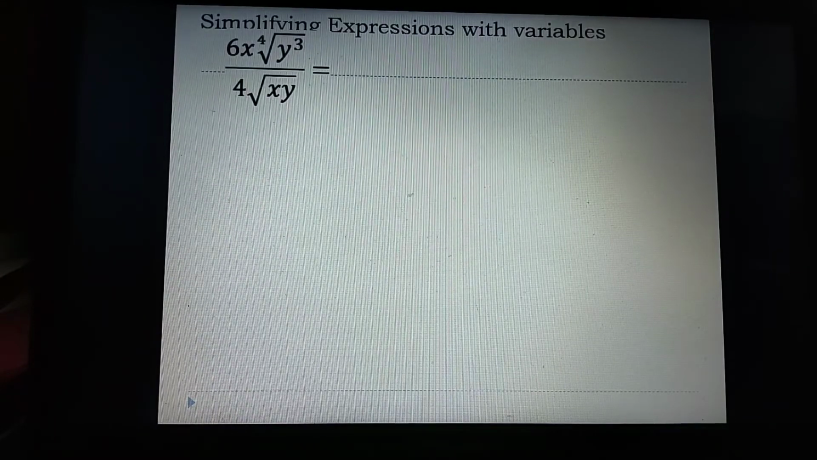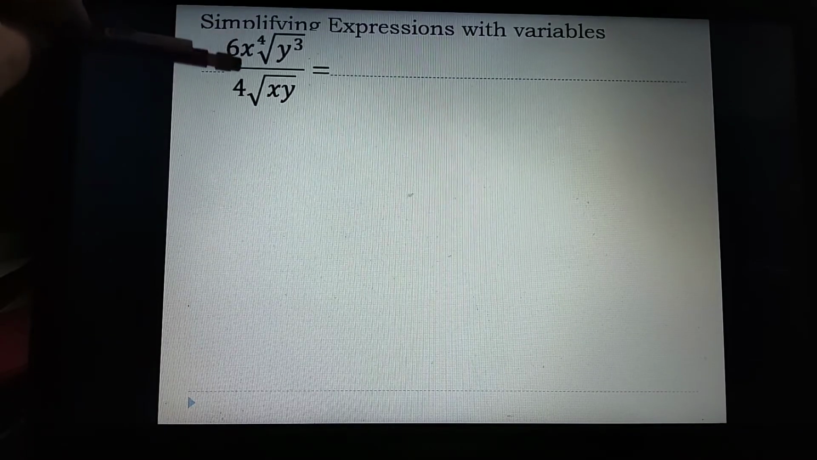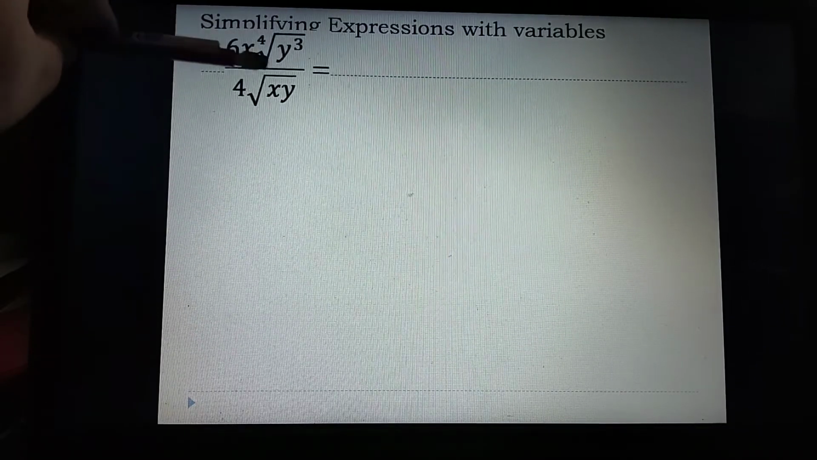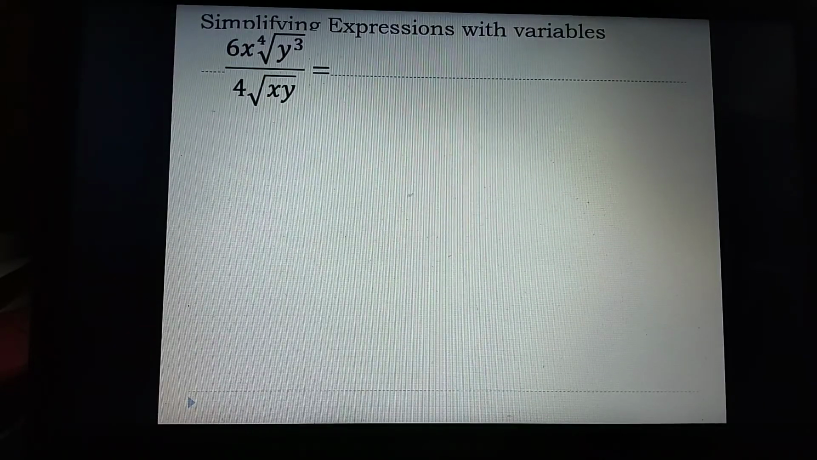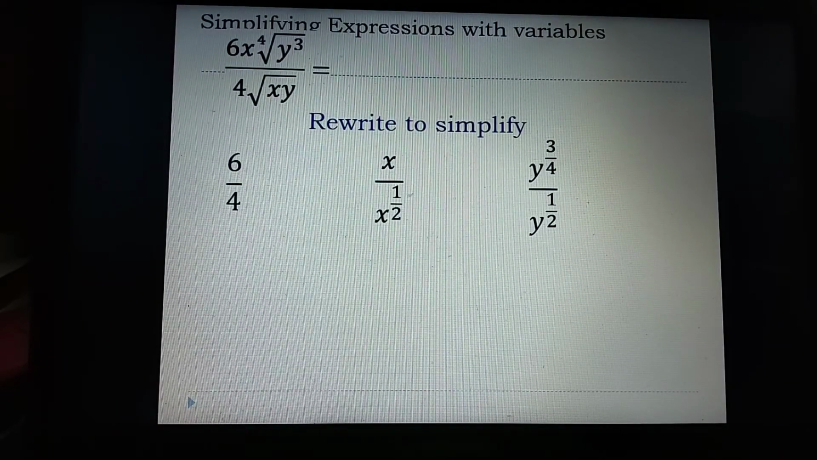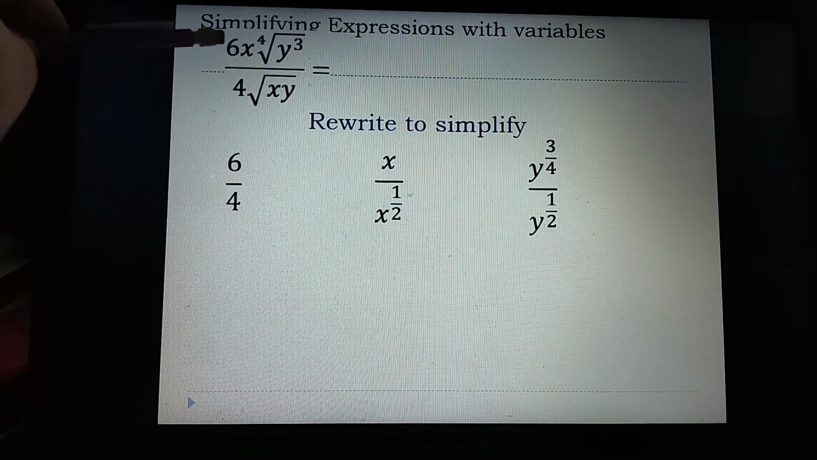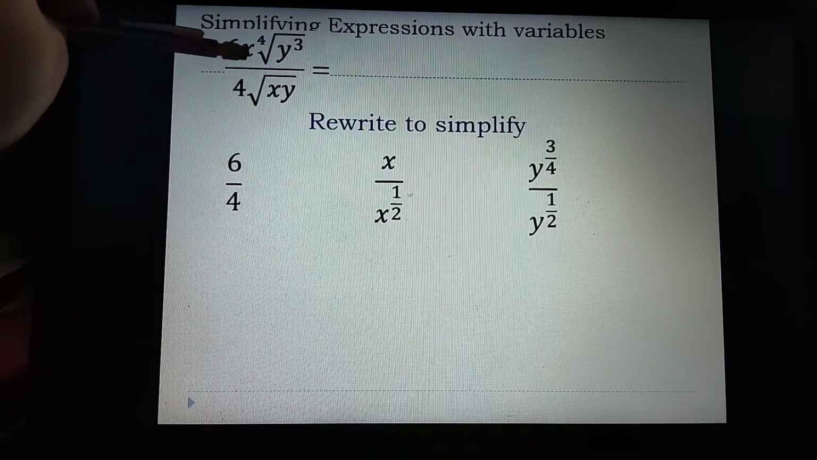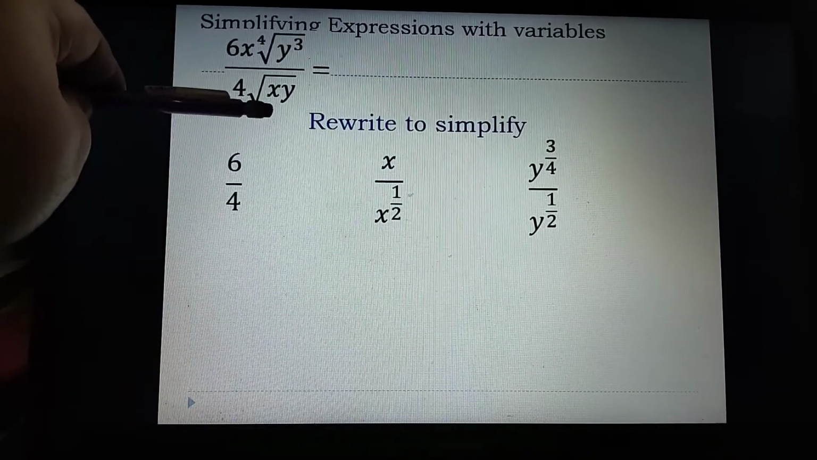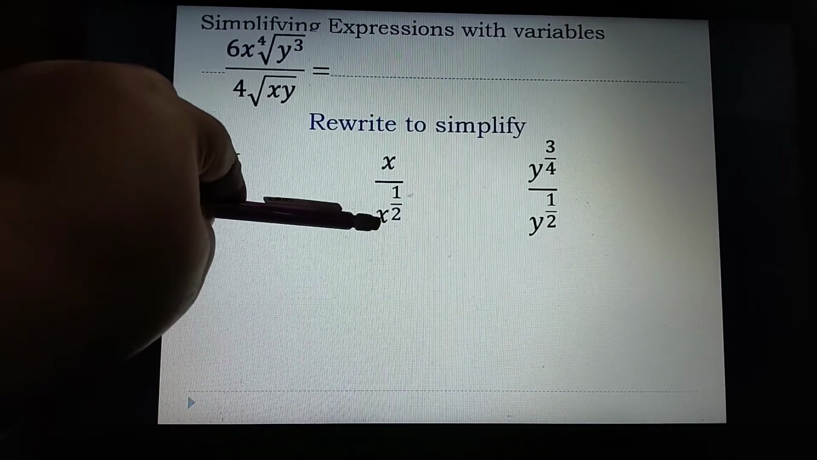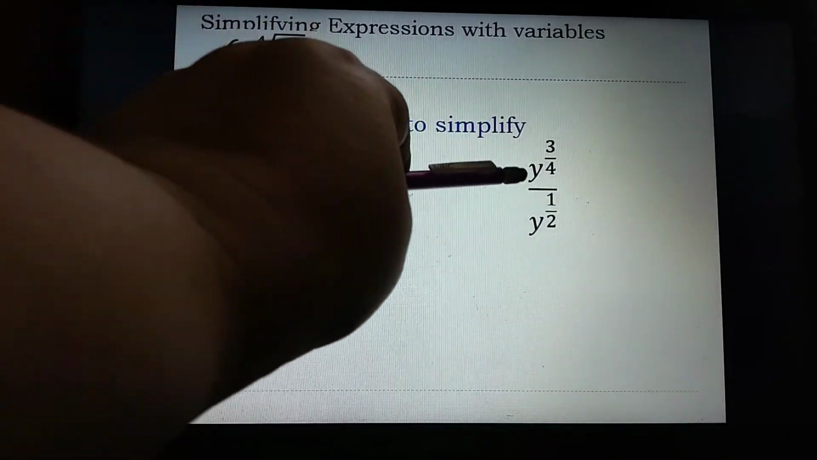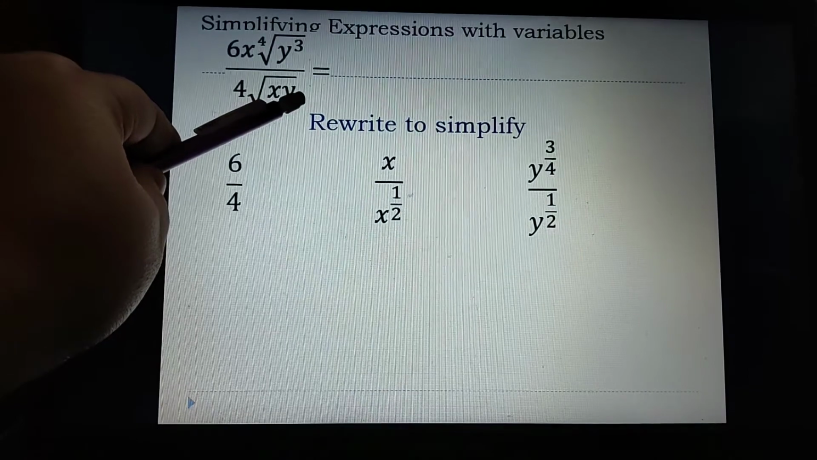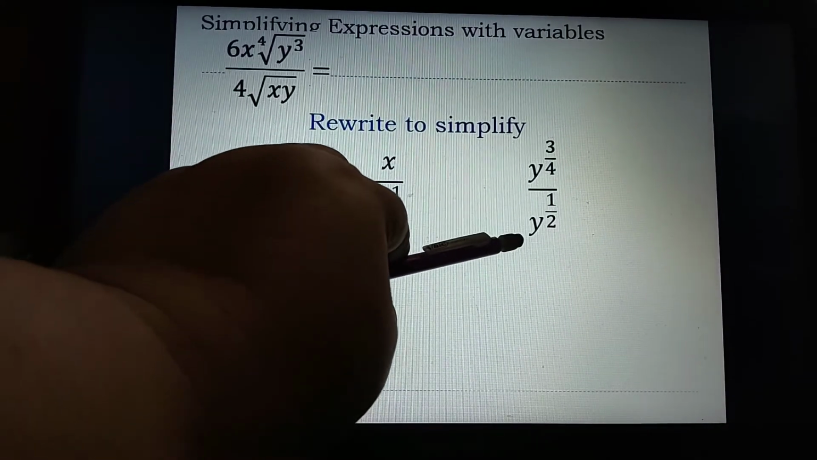We're going to split it up so that we have our numbers over numbers, my x's over x's, and my y's over y's, which means that the first thing we're going to have to do is rewrite them in the rational form. So I've got 6 over 4. I've got a whole x here. And remember that the square root of x is x to the 1/2. Then up here, I've got my y to the 3/4. And on the bottom, the square root of y is y to the 1/2.